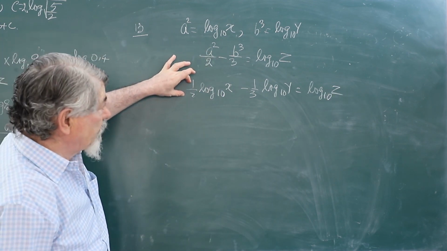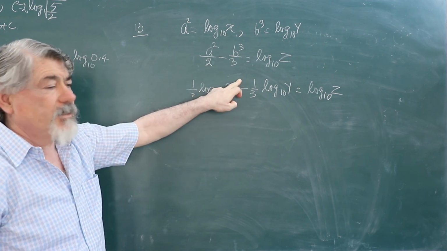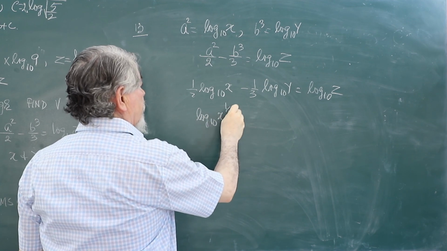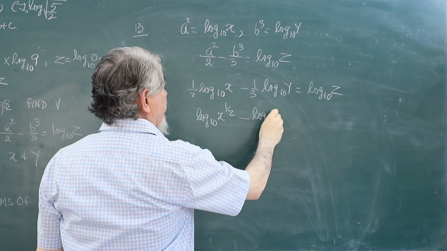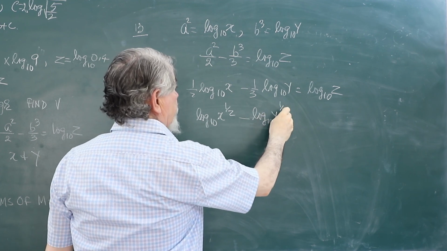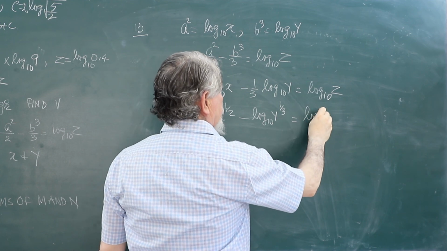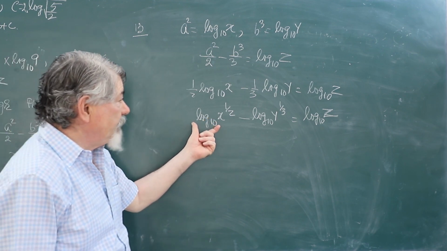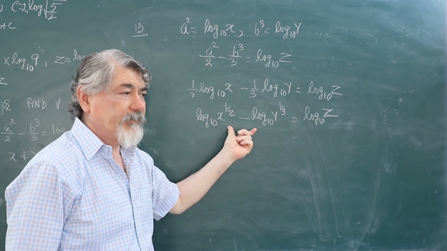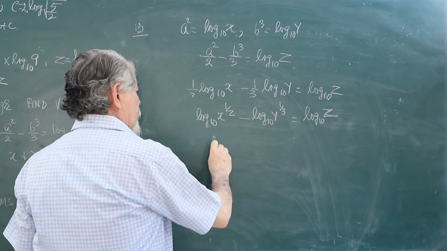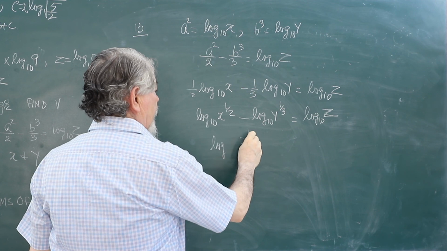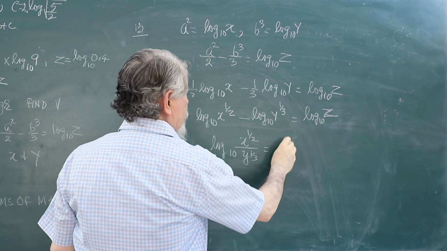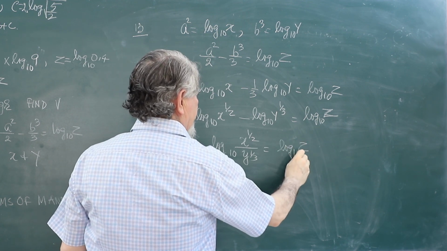Now this multiple will be taken as power. It will become log x to the base 10 to the power half minus log y to the base 10 to the power 1 upon 3 is equal to log z to the base 10. Now log a minus log b means log a upon b. So it will become log x to the power half upon y to the power 1 by 3 to the base 10 is equal to log z to the base 10.